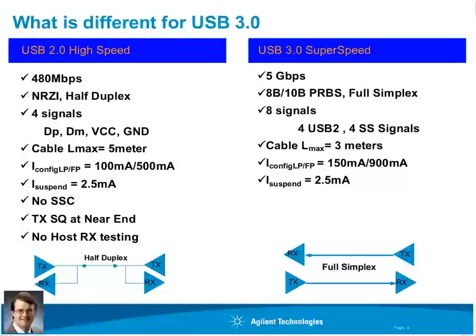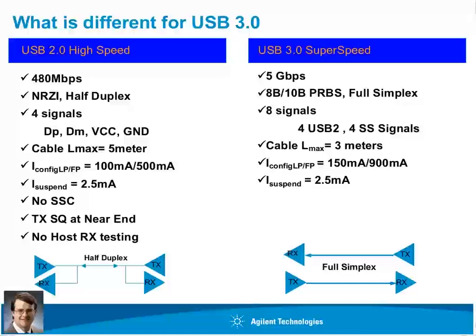So what is different for USB 3.0? I like to start with this slide just to let people understand the test and measurement differences as well as the design challenges that you're going to face as you go from USB 2.0 to 3.0 speed and performance requirements. So USB 2 is 480 megabits per second versus USB 3.0 5 gigabits per second. So that's over 10x performance increase in the signal rate through existing channels and a 3-meter cable.